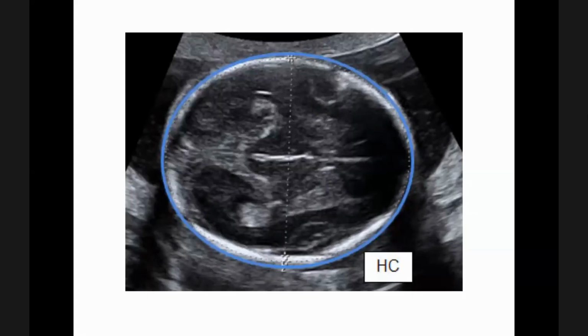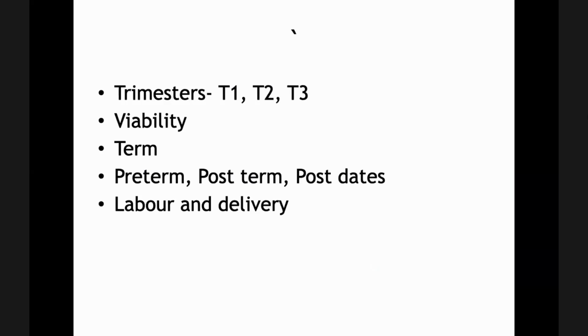But after 13 weeks plus 6 days, when the first trimester is over, we date the pregnancy differently. In the first trimester, we date the pregnancy using crown rump length. After the first trimester, we use the measurement of head circumference. So we divide the pregnancy due to body changes and pregnancy related changes.